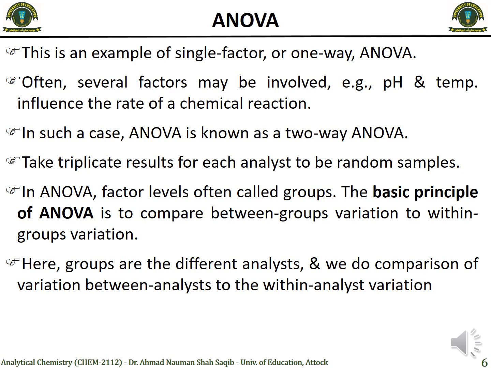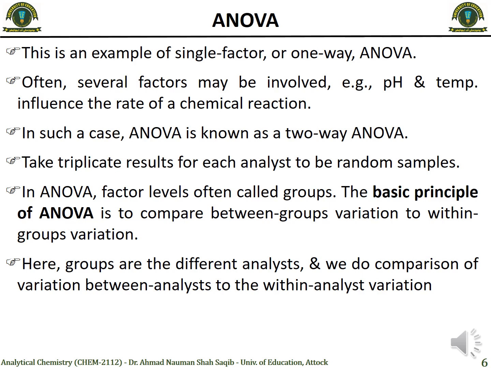As we saw in the previous slide, we have 5 analysts, and each analyst performs the analysis in triplicate. So he performs 3 analyses. So we have 3 factor levels. In ANOVA, we mostly call these factor levels groups. So analyst 1, analyst 2, analyst 3, analyst 4, analyst 5, these are the factor levels. We often also call them the groups.